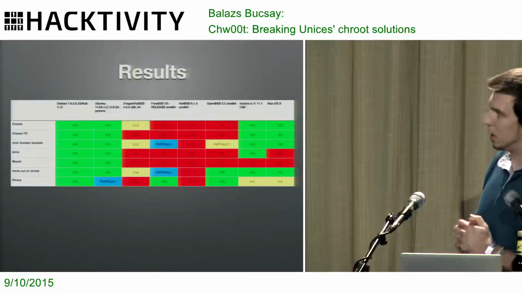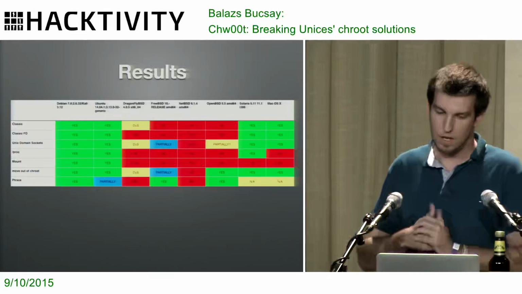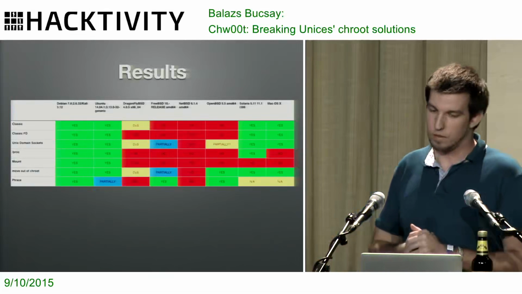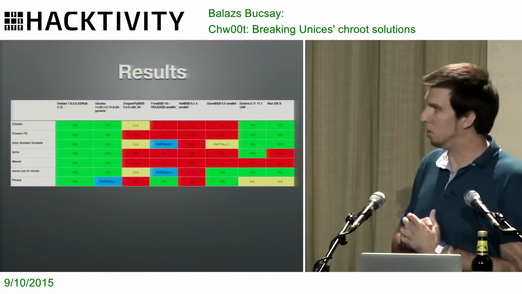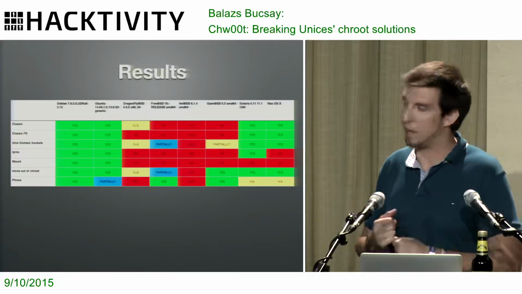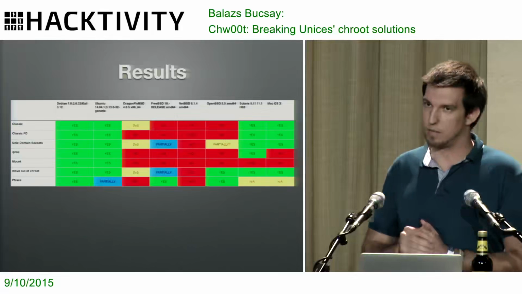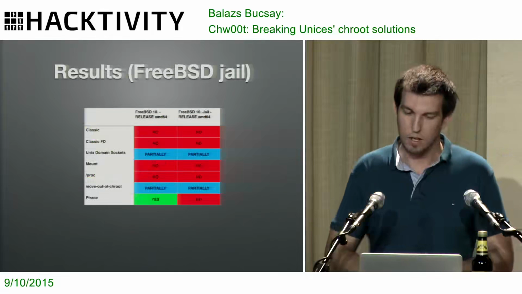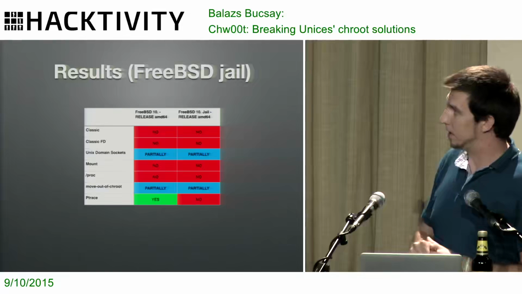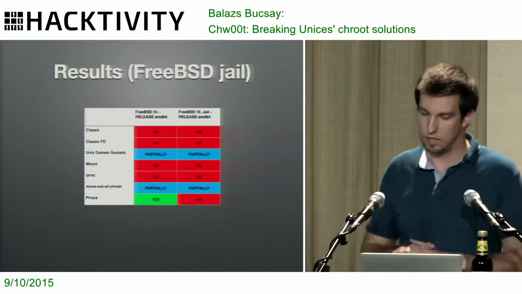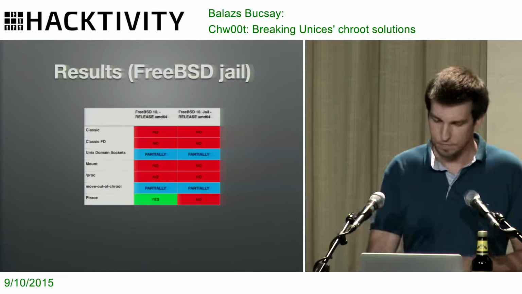So on Dragonfly BSD, the classic, the Unix domain sockets, and the move out of chroot result in denial of service. The ptrace is working properly on FreeBSD and on OpenBSD, which was a big surprise for me. The move out of chroot is working on OpenBSD as well, which is another big surprise. And on Solaris and Mac OS X, most of the techniques are working. This is the comparison between FreeBSD jail on the right side, and chroot on the left side. The only difference is the ptrace. The ptrace cannot attach to other processes outside of the jail.